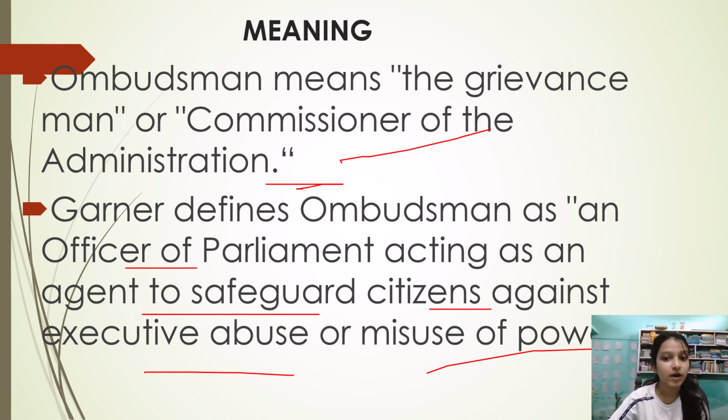So here Garner defines ombudsman as an officer of parliament. Garner basically says that ombudsman works as an officer of parliament, acting as an agent to safeguard citizens against executive abuse or misuse of power. So in this meaning itself, it has been said that ombudsman is kind of an officer and agent to safeguard citizens' rights against executive abuse or misuse of power. So it's basically safeguarding citizens' rights against what? Against abuse or misuse of power.